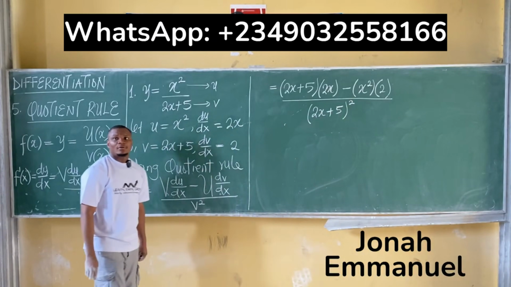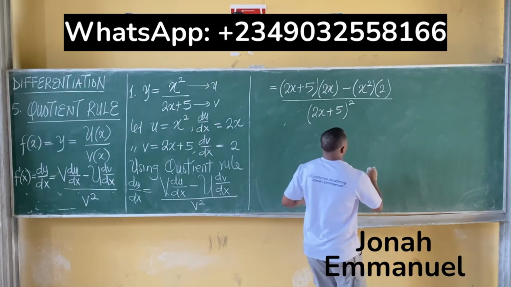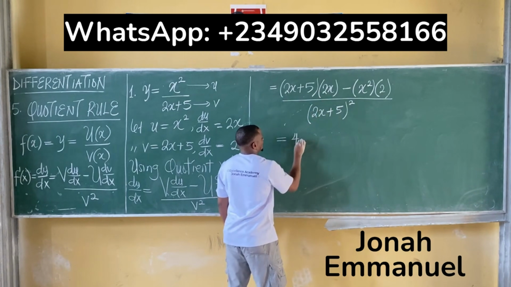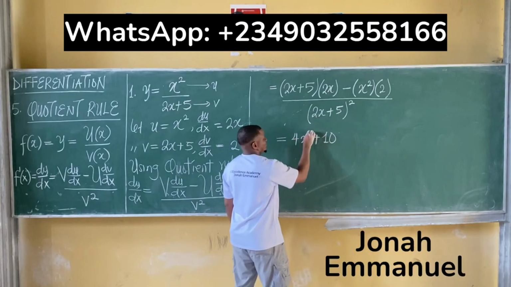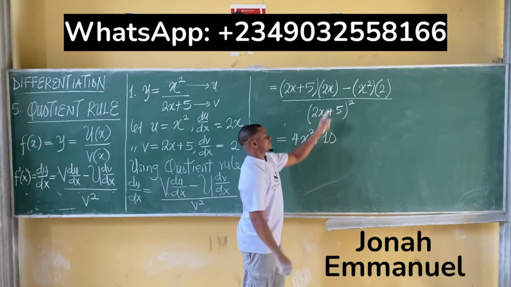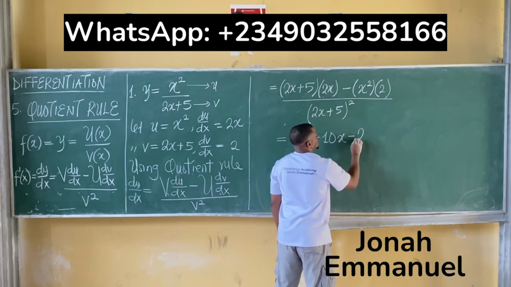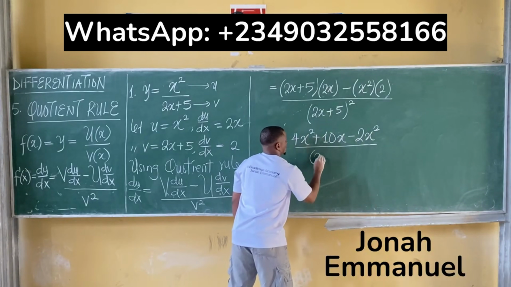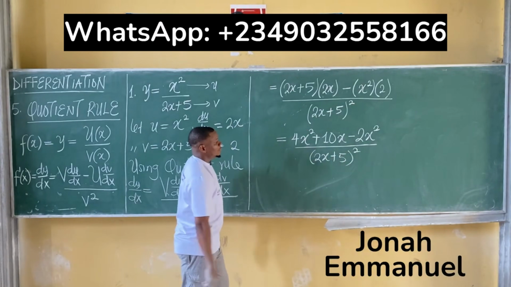You have this. All right. It's all about v squared. Your task now is to expand this. So this is equal to 2x times 2x plus 5 times 2x. Wait, 4x squared, all right? Please, 2x times 2x, 4x squared. 5 times 2x, 10x, minus x squared times 2, minus 2x squared, all over this 2x plus 5 to power what there? Look up, please.